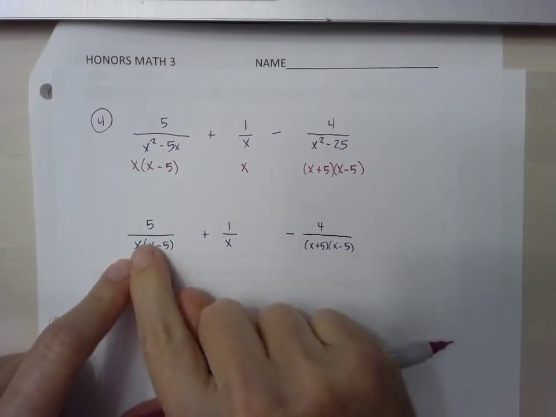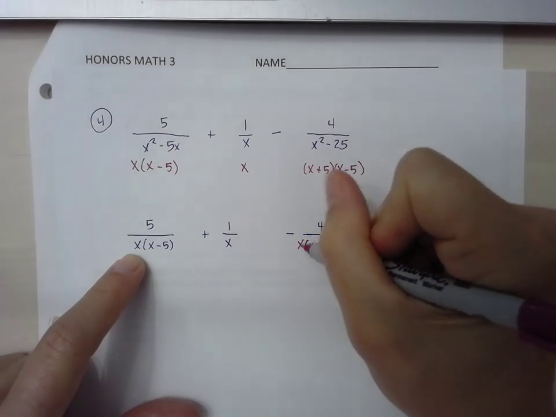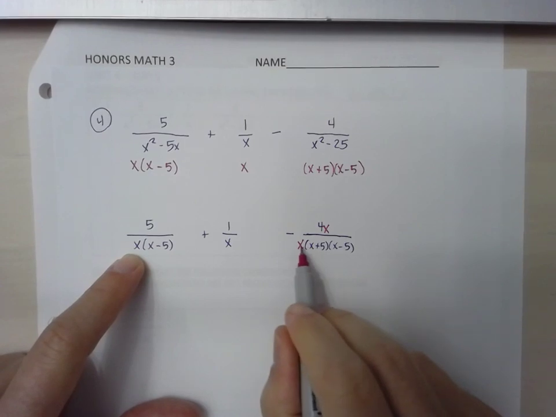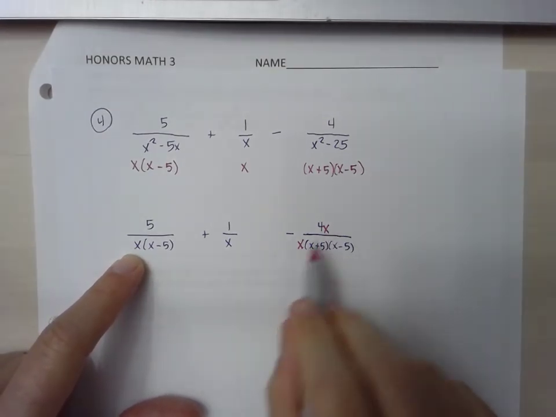So this one has an x, this one does not have an x. So I'm going to throw an x right there and there. I'm going to put it right after the 4, but I like to put it before the binomials just to make a cleaner look. So we took care of that.